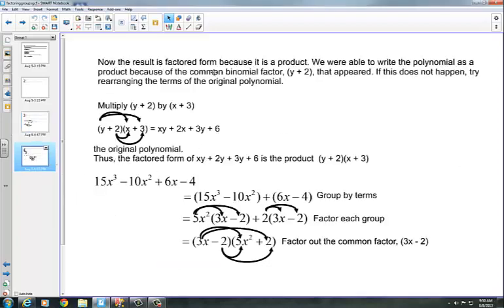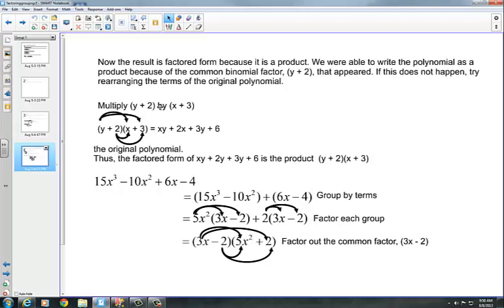Now the result is in factored form because it is a product. We are able to write the polynomial as a product because of the common binomial factor y plus 2 in parentheses that appeared. If this does not happen, try rearranging the terms of the polynomial.